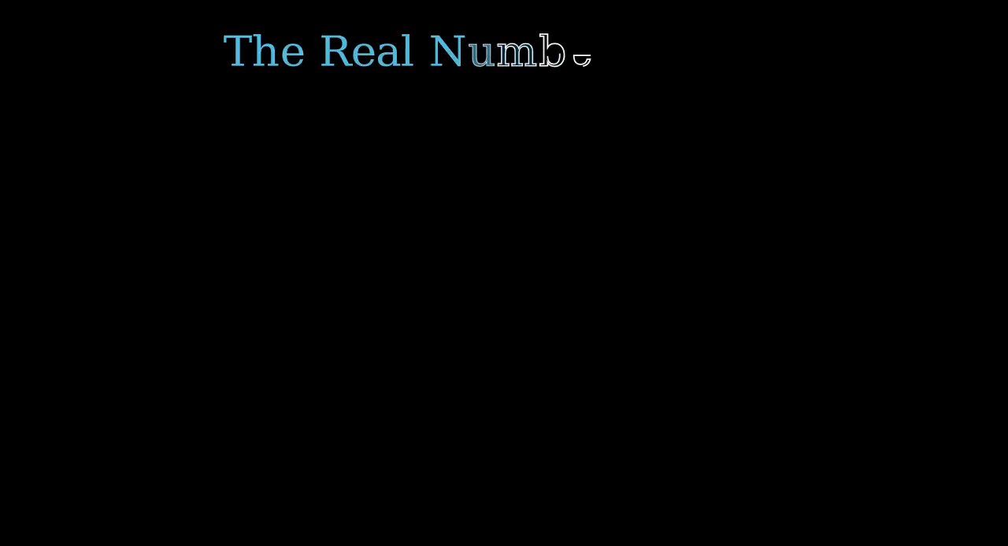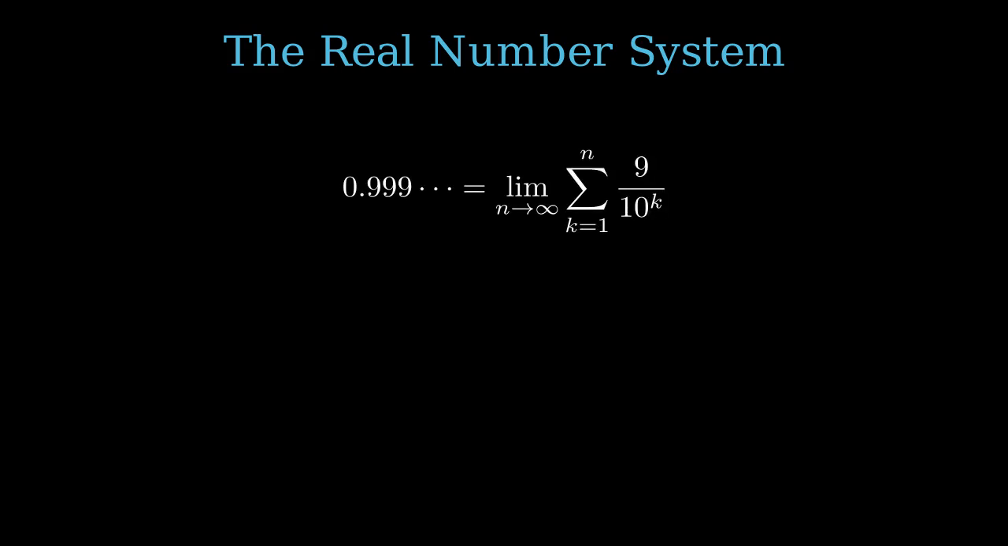This concept is a fundamental part of how we define the real number system. In calculus, we view 0.9 repeating as the limit of an infinite geometric series. It is the sum of 9/10 plus 9/100 plus 9/1000, and so on forever. As the number of terms approaches infinity, the sum doesn't just get close to 1. The limit is defined as being exactly 1.